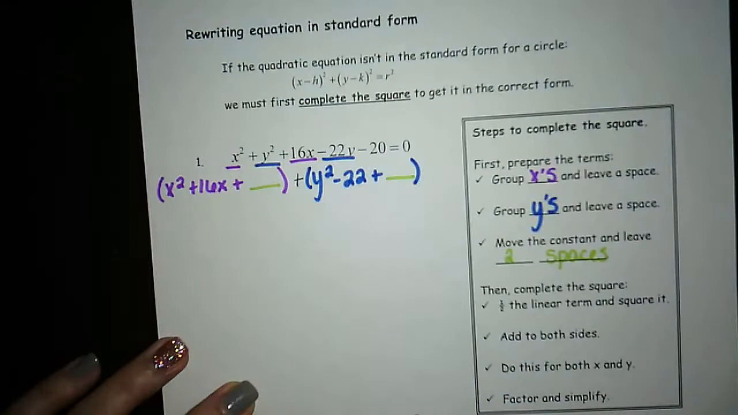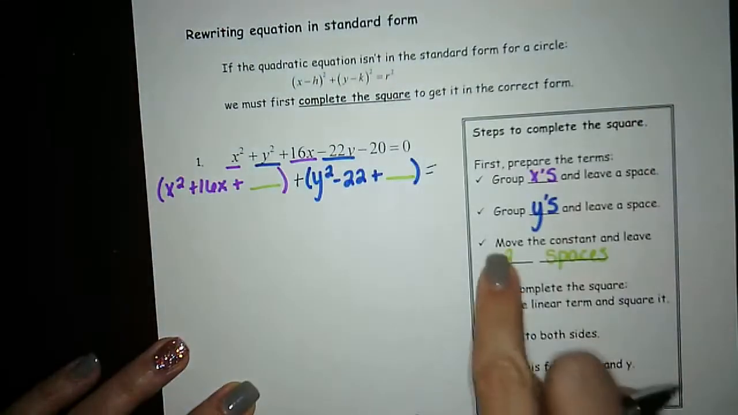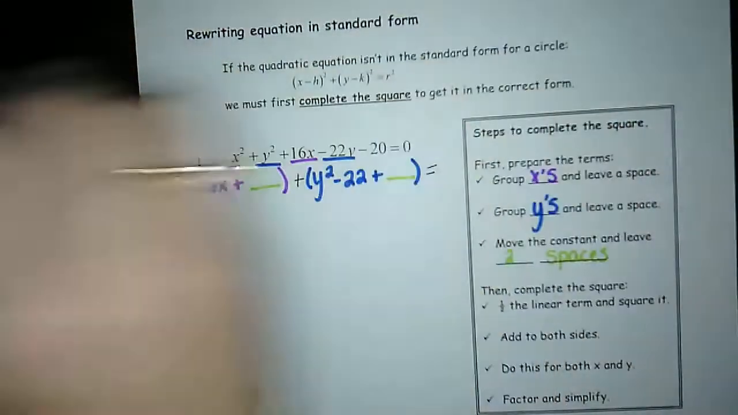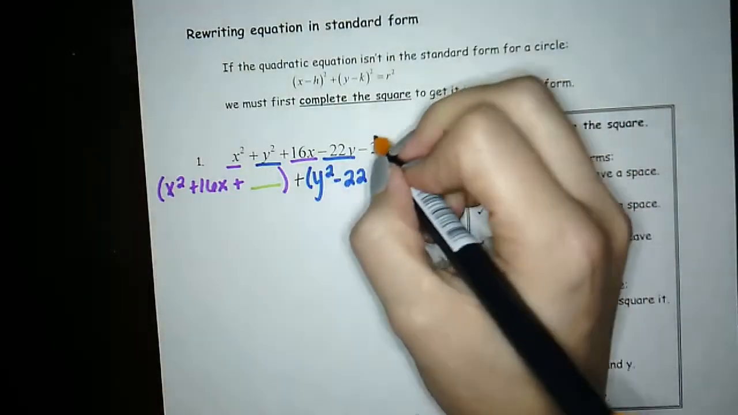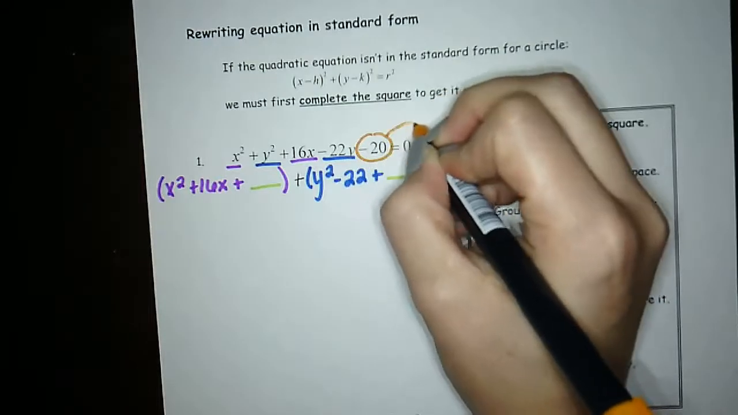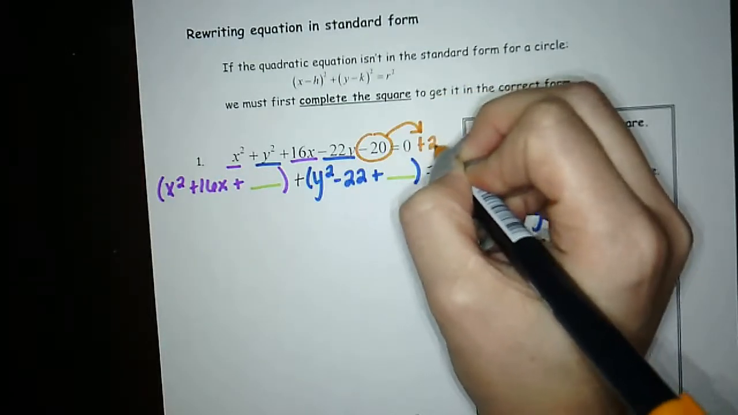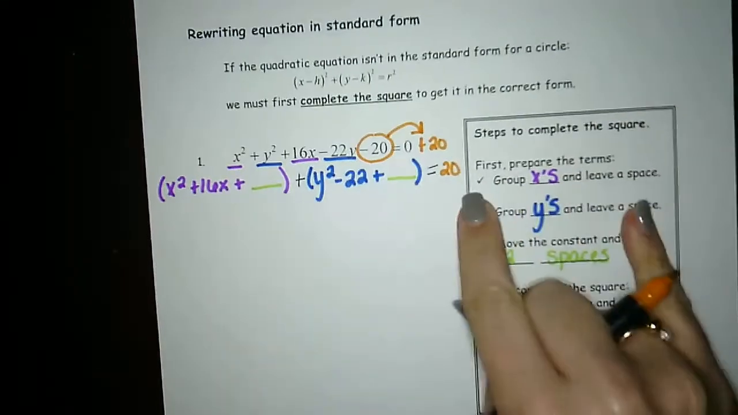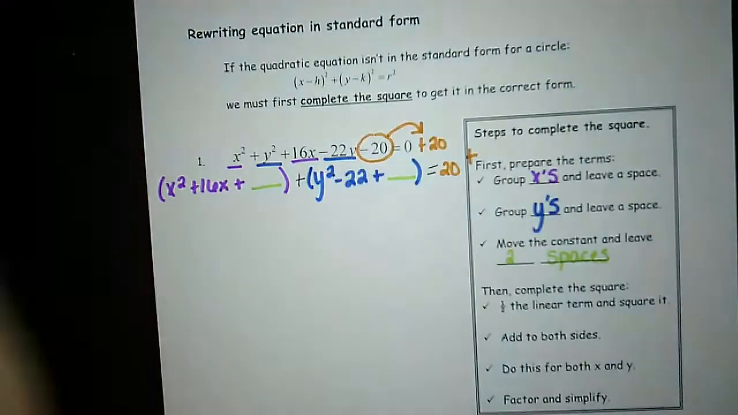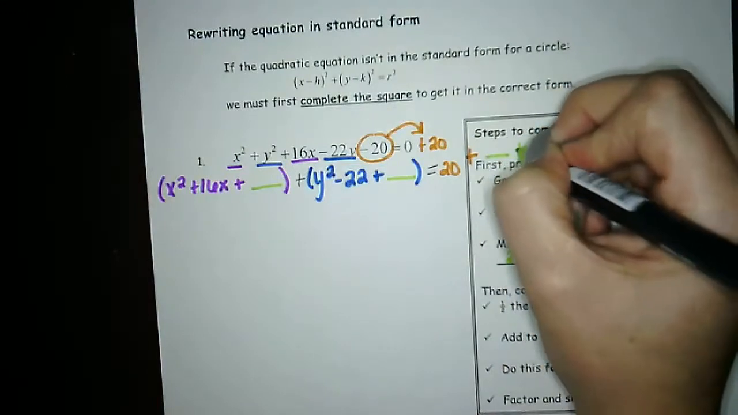And then this equals, this says move the constant. So we're going to take this negative 20, we're going to move it to the other side. And to move it to the other side, it becomes a positive 20. So it equals 20. And then what we do to one side, we have to do to the other. So we're going to also add 2 more spaces.